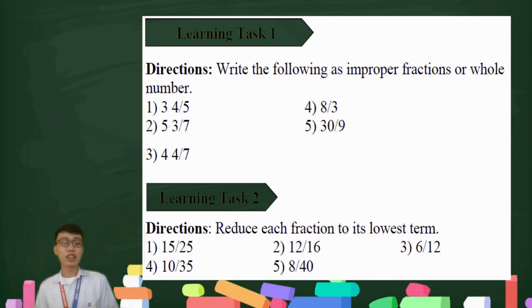And then Learning Task number 2. Directions: Reduce each fraction to its lowest term. Number 1, 15/25. Number 2, 12/16. Number 3, 6/12. Number 4, 10/35. Number 5, 8/40.